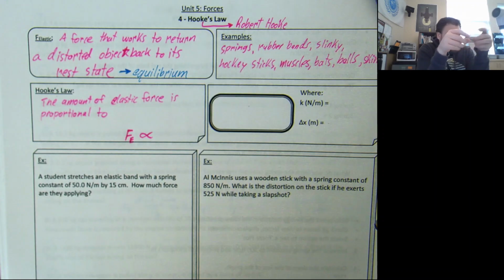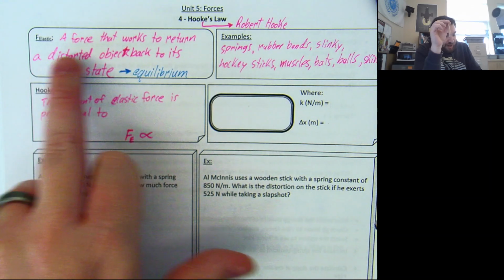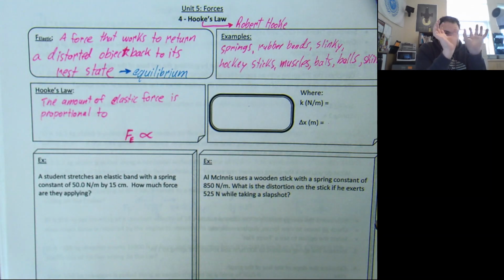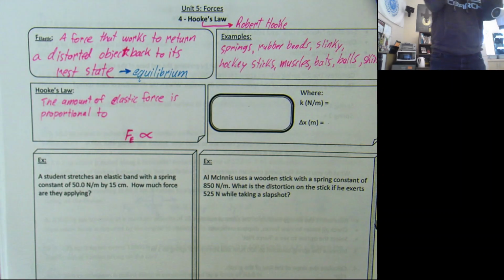Why? Well, tension's a whole other beast. I'm not distorting it. All I'm doing is holding the rubber band at the length the rubber band would be normally. An elastic force is a force that works to return a distorted object back to its rest state. This is the rest state for the rubber band. It's that long. If I hold it at its length, it's not going to do anything.